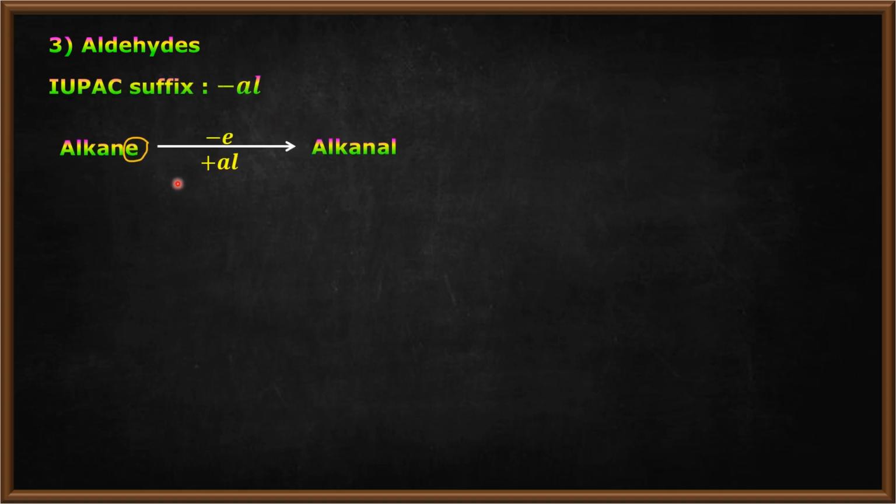Next, aldehydes. The IUPAC suffix of aldehydes is al. Here also we have to drop E from the primary suffix. Why? Because it is followed by the suffix beginning with A. So minus E plus al, alkanal.